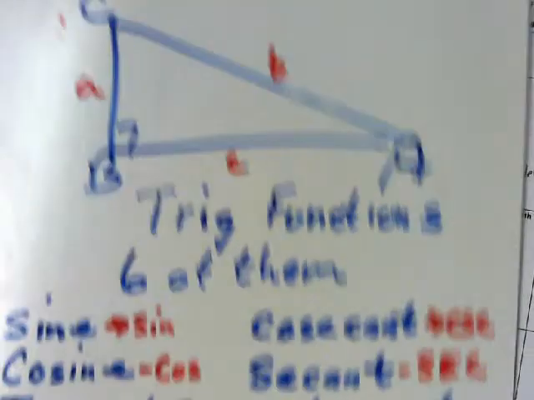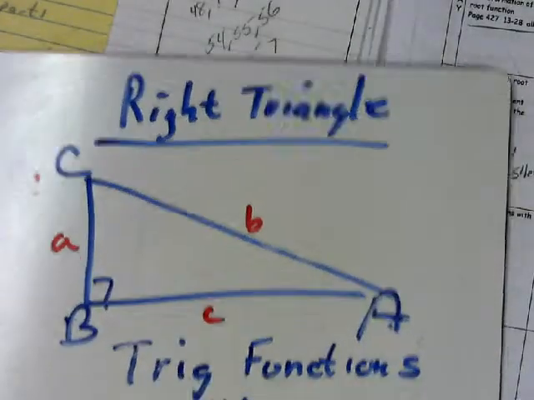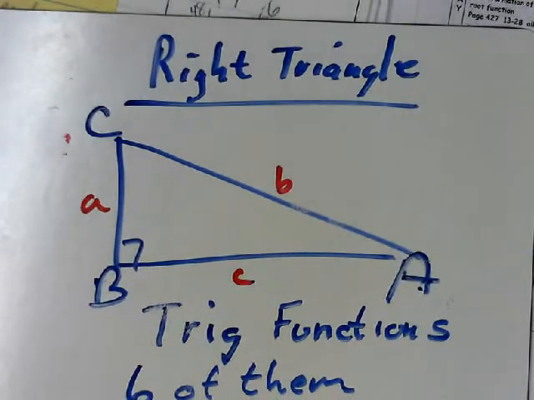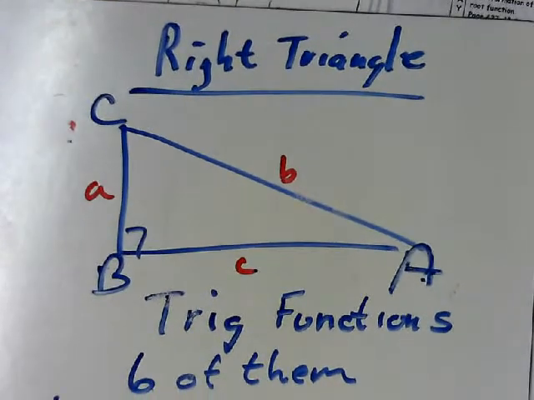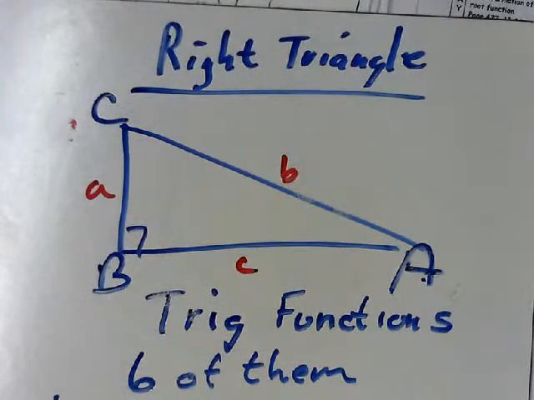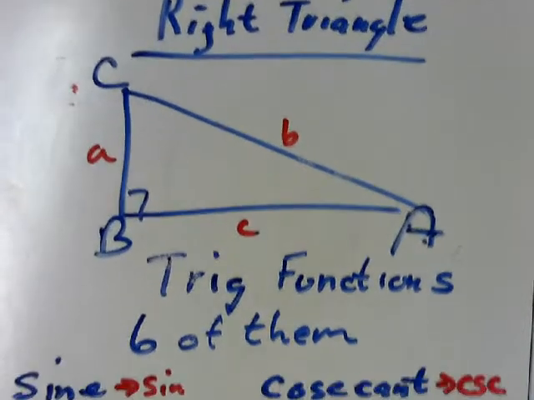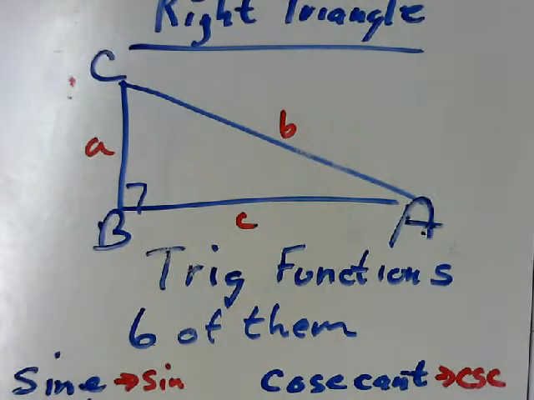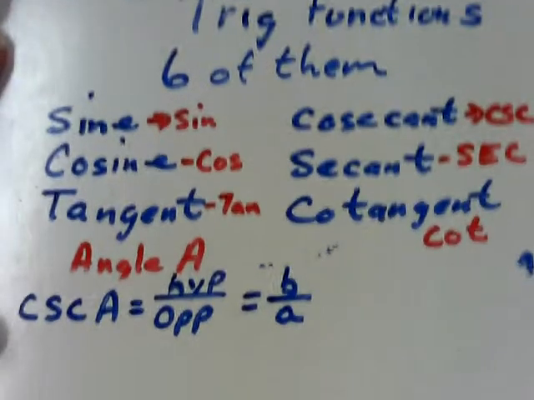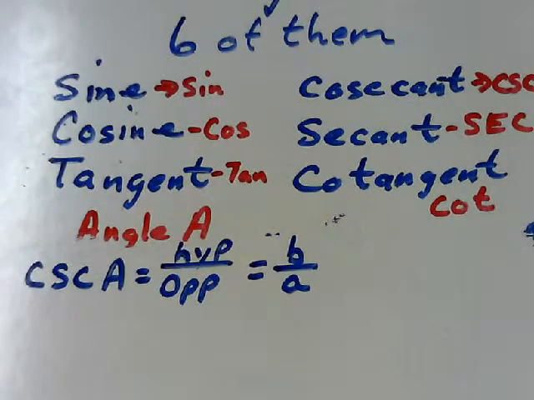Which means up here, if I looked at angle A, I want hypotenuse, which would be side B, and the opposite side would be A. So for this particular diagram, cosecant of A would be hypotenuse over opposite, which would be B over A.